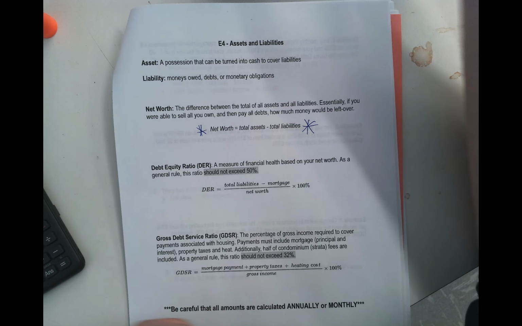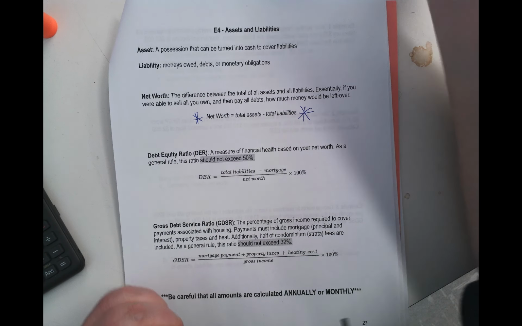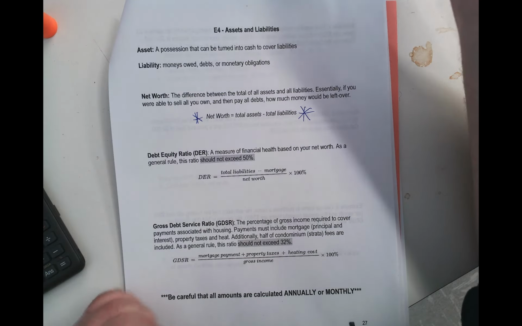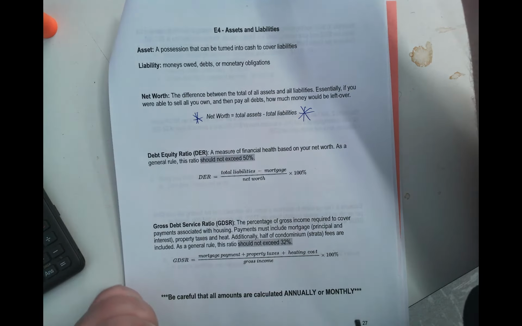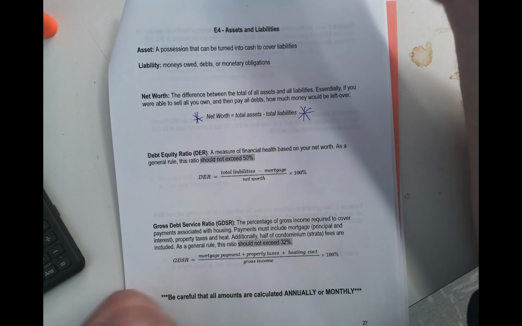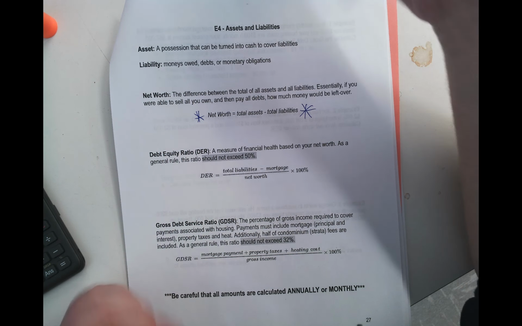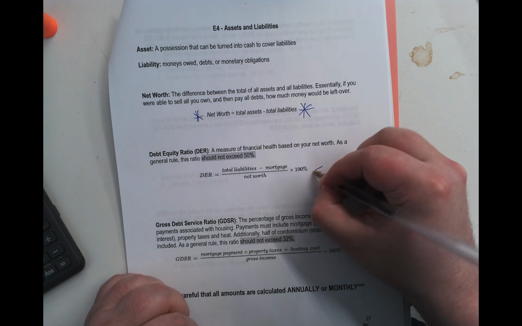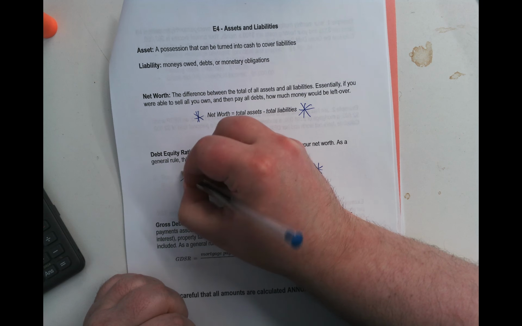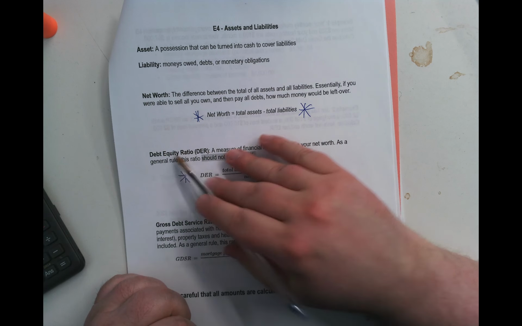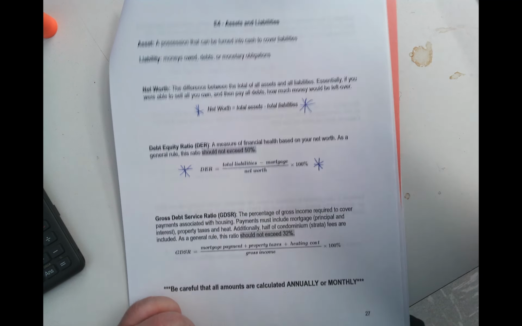And there might be a question on a quiz or a test or a provincial exam that asks you to use that formula. There's also something called the debt equity ratio, and it has a formula here. It is a measure of your financial health that is based on your net worth. And in general, this ratio should not be higher than 50%.